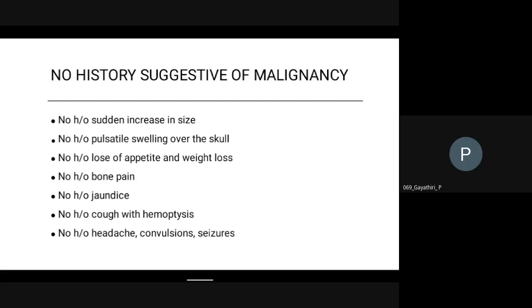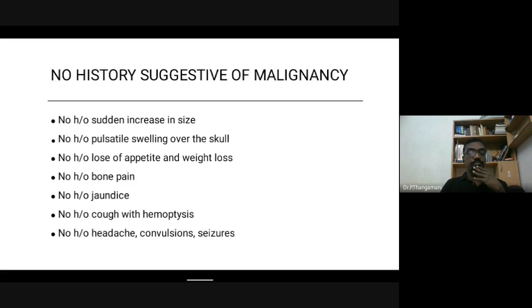No history suggestive of any malignancies, no history of sudden increase in size, no history of any pulsatile swelling over the scalp. No history of loss of appetite and loss of weight, no history of bone pain, no history of jaundice, no history of cough with hemoptysis, no history of headache, convulsions, and seizures.